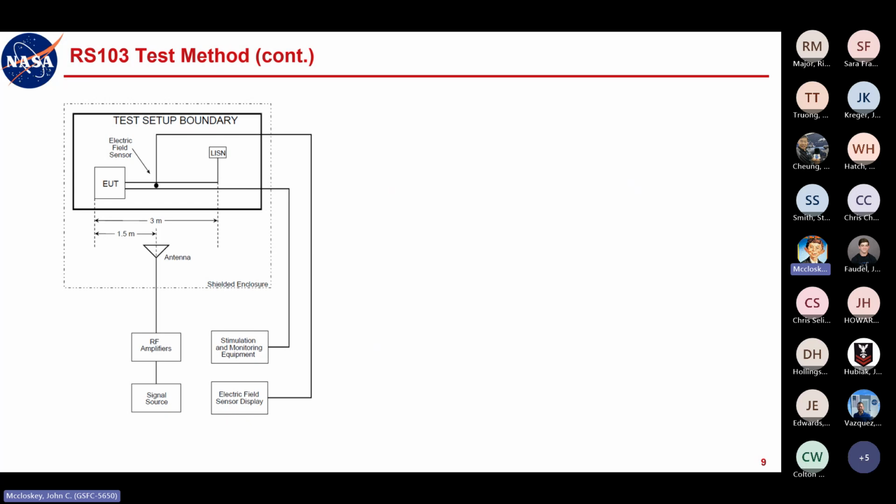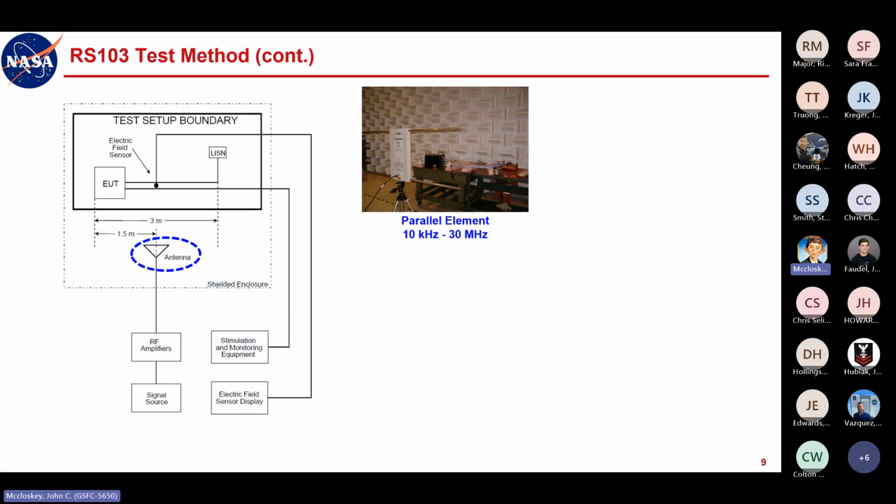Okay, so a few more notes about the basic test method. This diagram is right out of the mil standard. So not too surprisingly, the centerpiece of the test method is a test antenna, or a transmitting or radiating antenna, to illuminate the EUT. You're applying an intentional radiated field as your stimulus to see how the EUT responds.